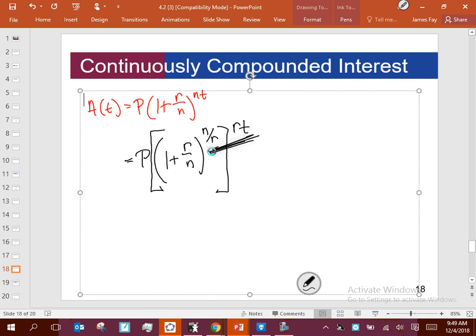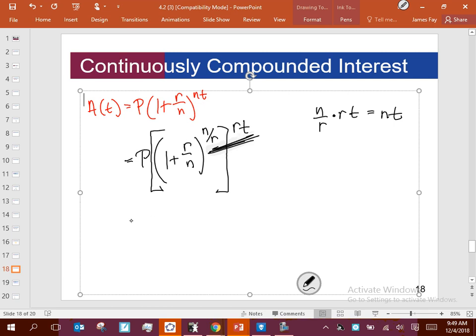I have a power raised to a power, right? What do you do with a power raised to a power? You multiply. So it's n over r times rt, because that's the only thing that's changed here. This stuff here used to be nt, right? Is n over r times rt still nt? Yes. Okay? So it's just a convenient manipulation of this expression, and essentially this exponent, to get this.